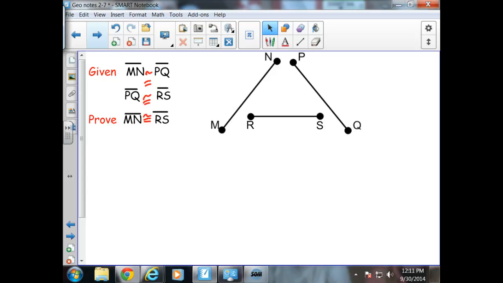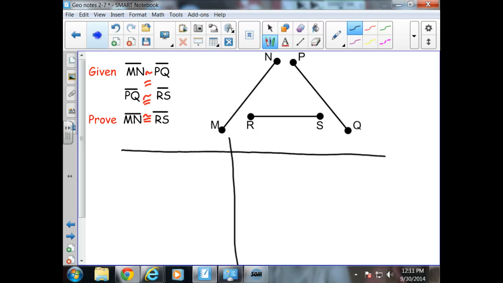So if we look at one of these proofs, we're given that MN is congruent to PQ, and we're also given that PQ is congruent to RS, and that is given. And they want us to prove that MN is congruent to RS.